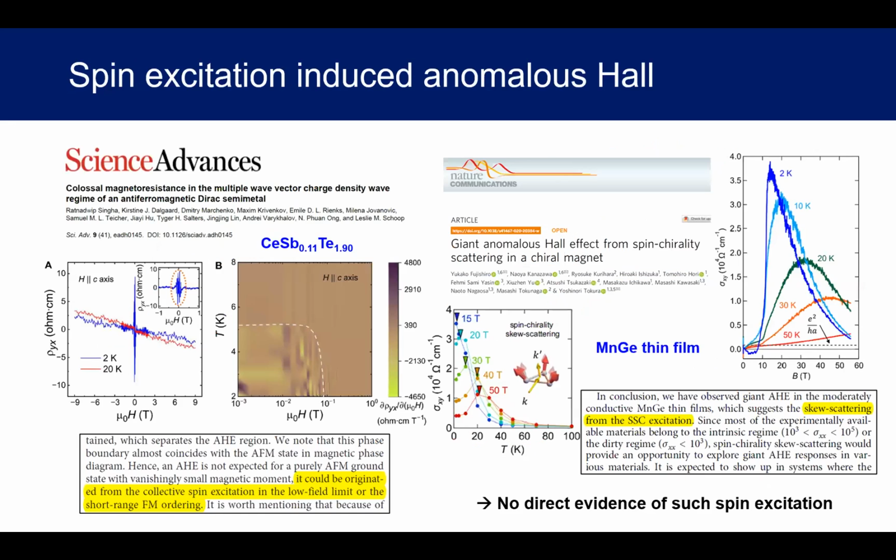Hall effect. Actually, there are some proposals about the spin excitation-induced anomalous Hall effect. For example, in antimony-doped cerium tellurium and magnesium germanium thin film, people propose that the low energy spin excitation may induce skew scattering. But for this experiment, there is no direct evidence of such a spin excitation.